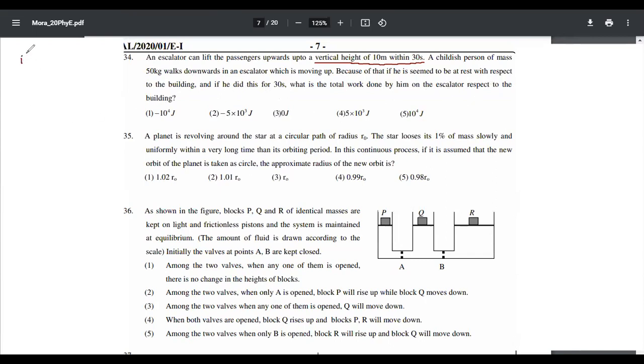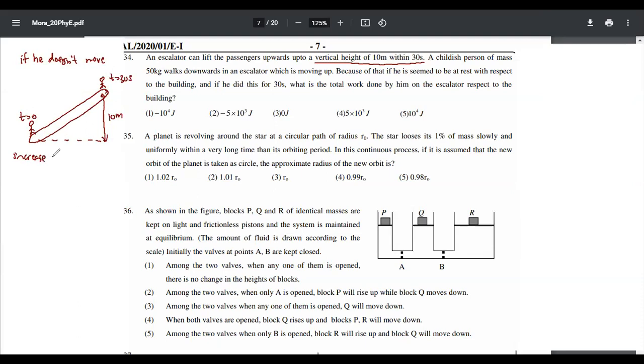Now, if he doesn't move, what would have happened? Tell me. This is the escalator. I'll just take the escalator like this. There must be steps and all, but never mind. In 30 seconds, this should have happened. He would have been here when time is equal to 0. Now he would be here after 30 seconds if he did not do anything. And what is the vertical height he's going to reach? 10 meters. Okay, so increase in energy.